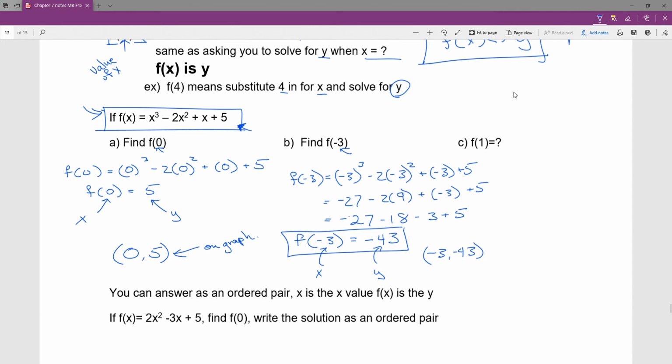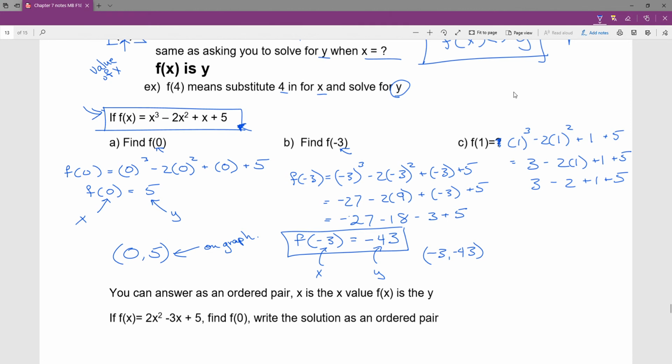Last one, an easier number to sub in. This one says, again, evaluate the function, but this time you're going to put a 1 in where you see the x. So f of 1 would equal 1 cubed minus 2 times 1 squared plus 1 plus 5. I'll do the exponents first. So I'd have 3 minus 2 times 1 plus 1 plus 5. I do the multiplication. And I wind it up with the addition.